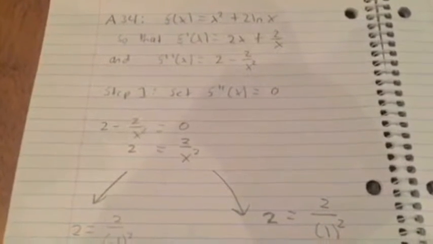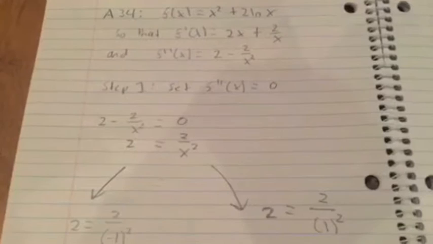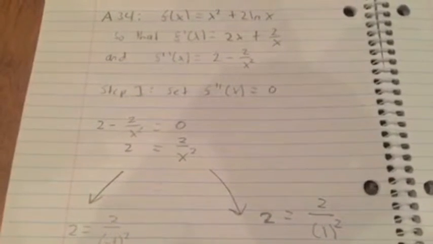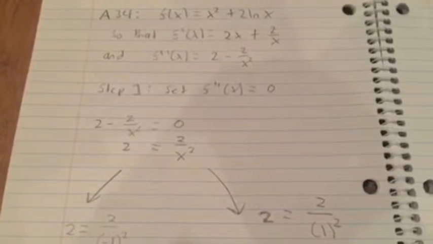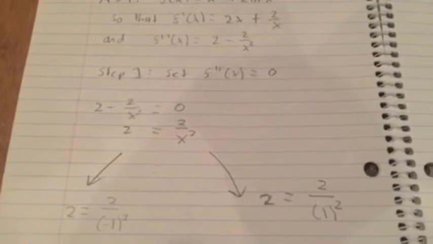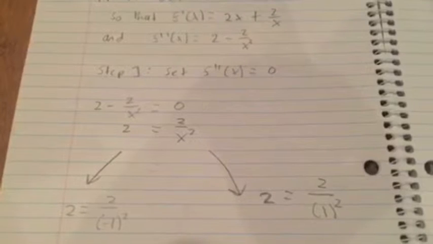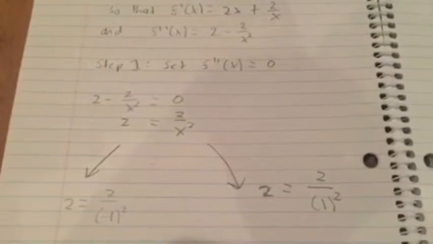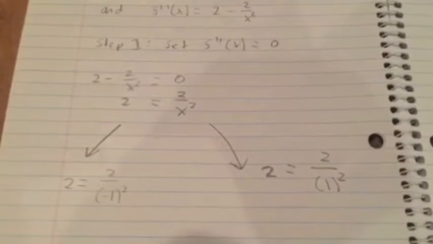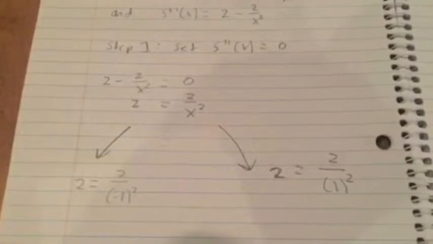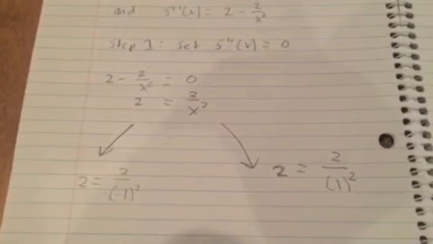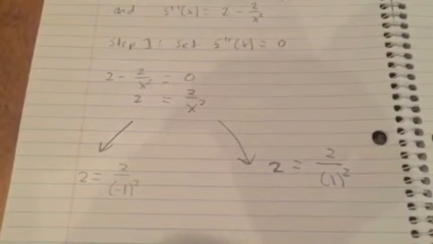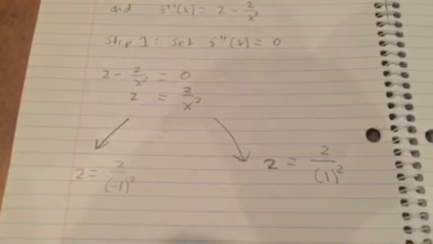So for concavity, we are going to be using the second derivative. In this question it is given to us, so we don't need to calculate it. So we are going to take the second derivative and set it equal to 0 to find our critical numbers. So when we take 2 minus 2 over x squared and set it equal to 0, there are 2 numbers that can be subbed in for x to make this equation true.